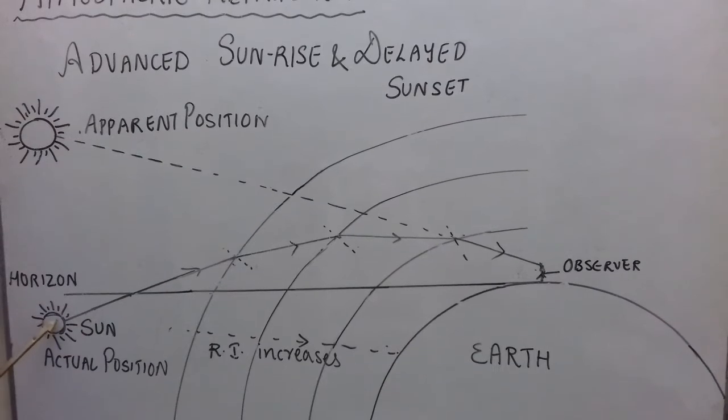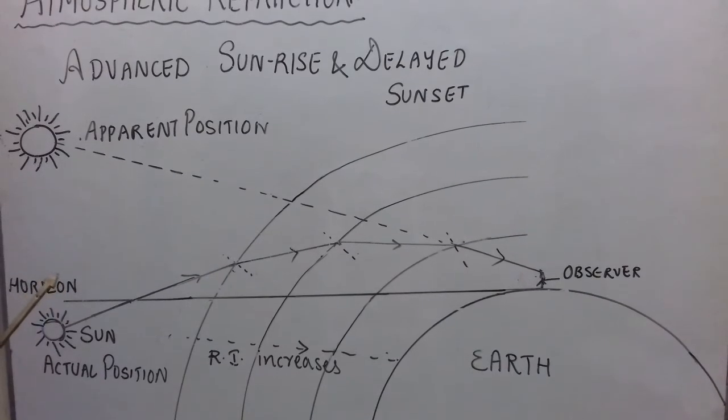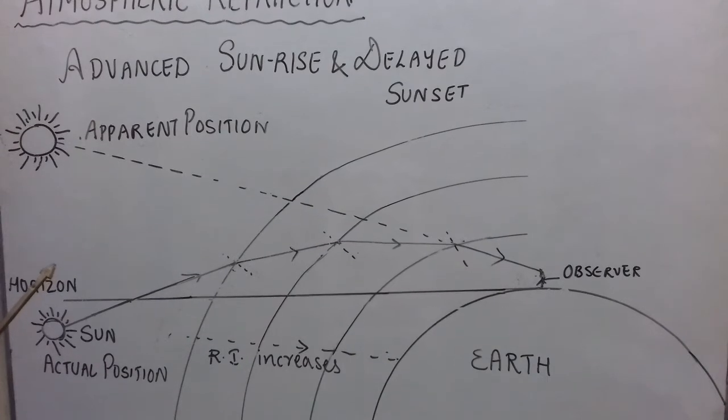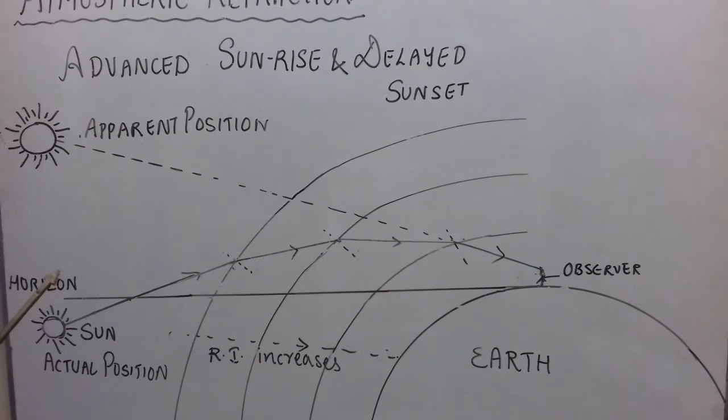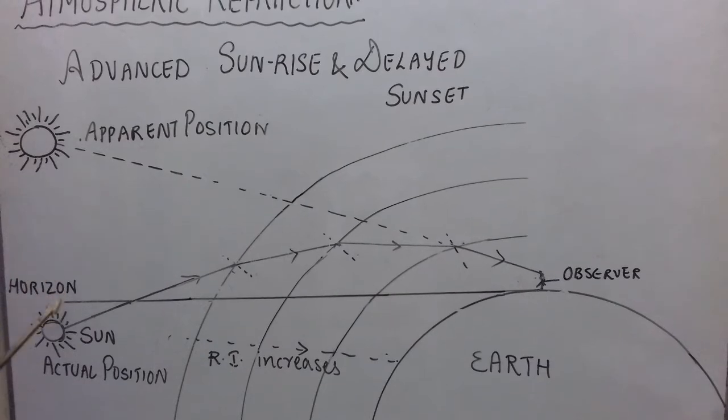Flattening of the sun's disk during sunrise or sunset. You must have seen that when you look at the sun, when it rises or it sets, its disk appears to be like a flattened disk. Its size appears to be bigger. Okay, it does not look completely round. It appears to be like a flattened disk during sunrise or sunset. Again, that is because of atmospheric refraction only.